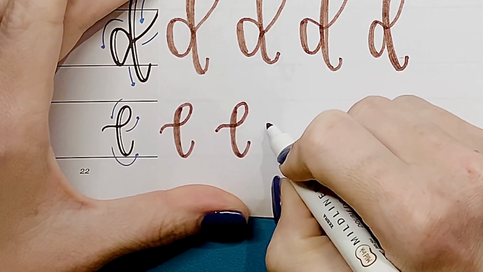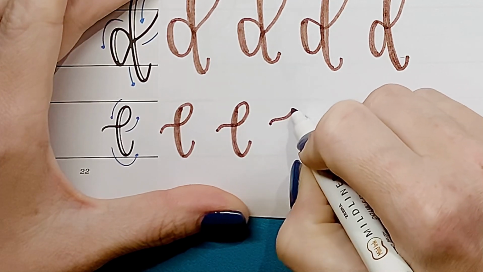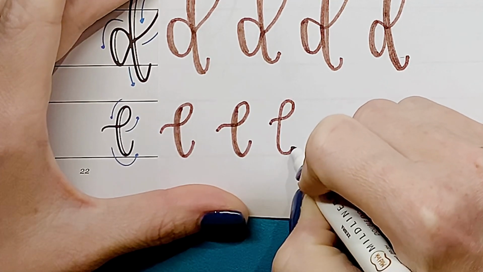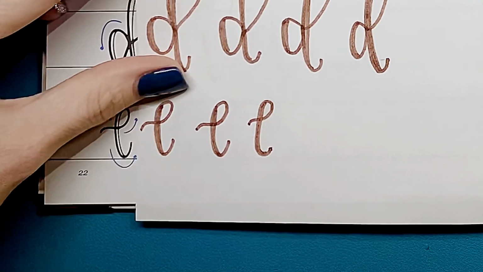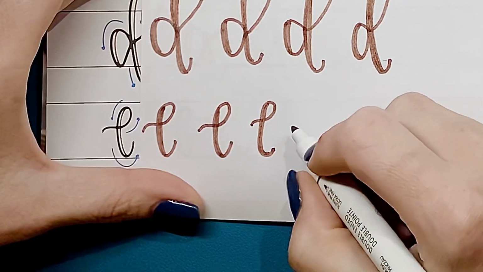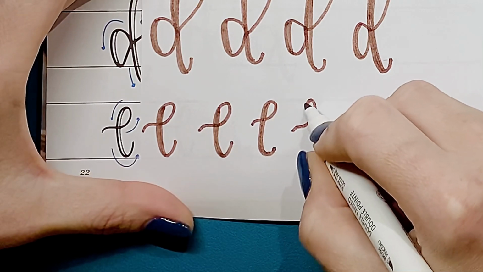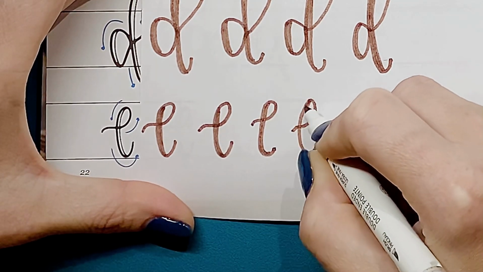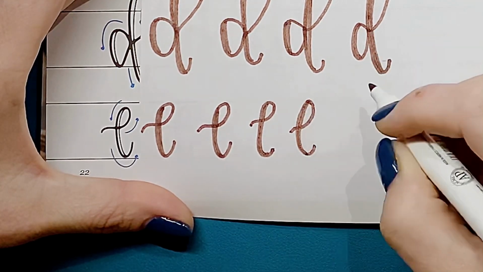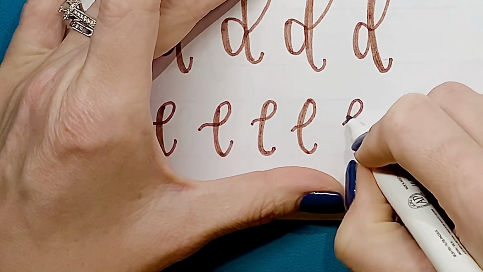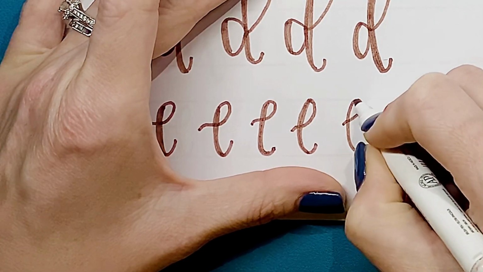So let's do this E one more time. We do a little swoop and up and down. Let's try to do one more time. This should be easy, right? Up and around and down. I'm determined to get this one. I don't know why.